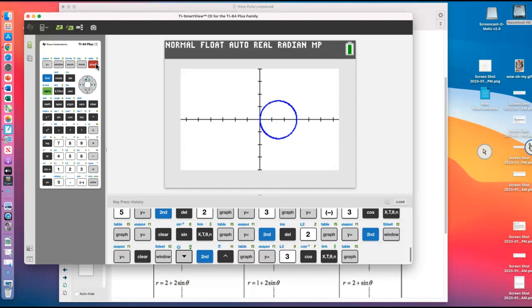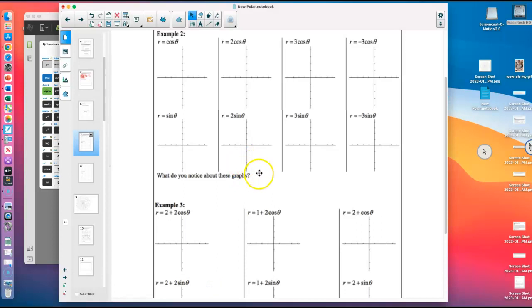Most of them, though, you need to go to 2 pi. So your first bullet does a full revolution from 0 to pi. Second bullet, cosine has x-axis symmetry. Third bullet, sine has y-axis symmetry. When we graph it by hand, you'll see why that one you only have to go from 0 to pi, and the others, if we do that, it's only going to make half of what it's supposed to make.